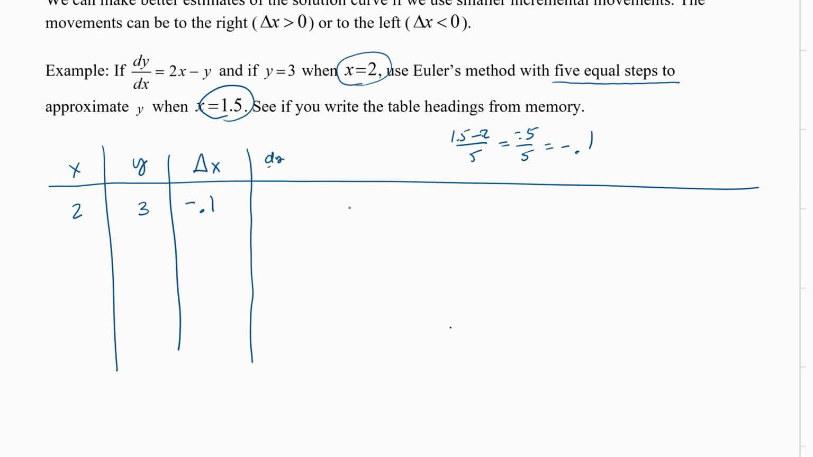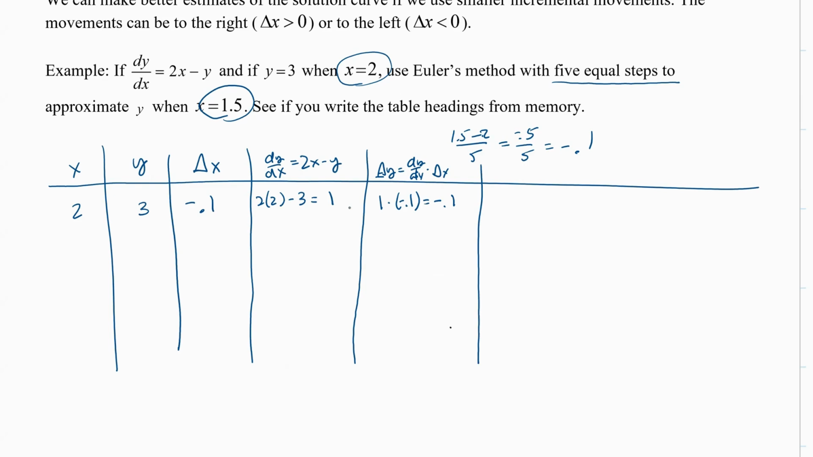We also have to calculate the dy dx. In this case, this is 2x minus y, so it's going to be 2 times 2 minus 3. 4 minus 3 is 1. Then we can calculate our delta y, which is dy dx times delta x. In this case, dy dx is 1, and delta x is negative 0.1, giving me a negative 0.1 delta y. And then we get our new x value and our new y value. Our new x is going to be 2 minus 0.1, or 1.9. And our new y value is going to be 3 plus negative 0.1, or 2.9.